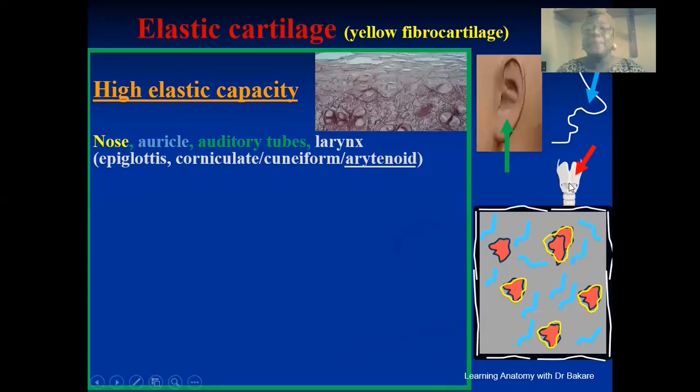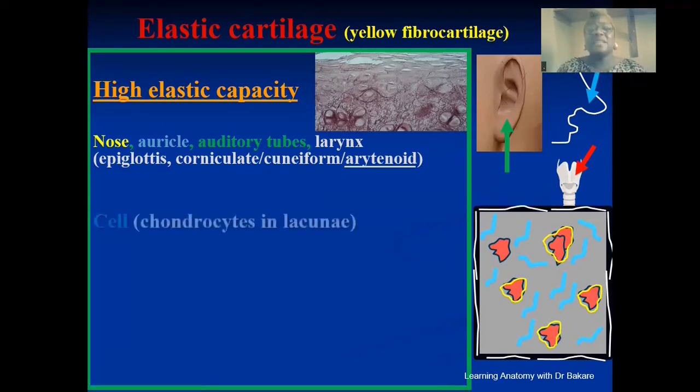And this includes the epiglottis. We also have the corniculate and also the cuneiform. So looking at the arytenoid, we say that it has both hyaline and also elastic deposits. So it is made up of both hyaline cartilage and also elastic cartilage.